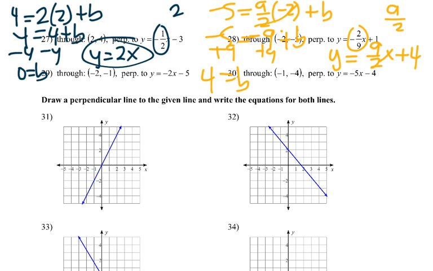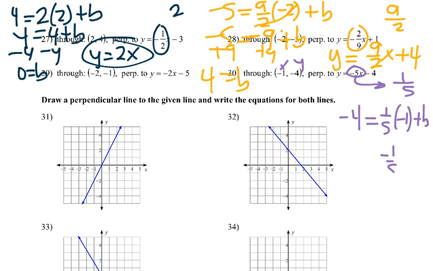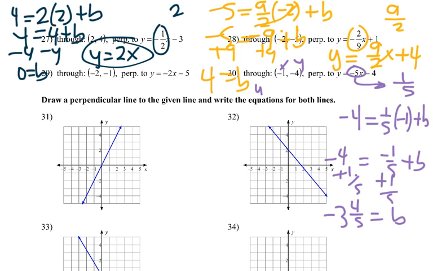Okay, 30, x and a y. Slope of negative 5 would turn into positive 1/5. So negative 4 would equal 1/5 times negative 1 plus b. That would give us a negative 1/5 plus b equals negative 4. Add 1/5 to both sides, and that would be a negative 3 and 4/5 would be b. So we'd go y equals my new slope, 1/5 x minus 3 and 4/5. And that's our equation.